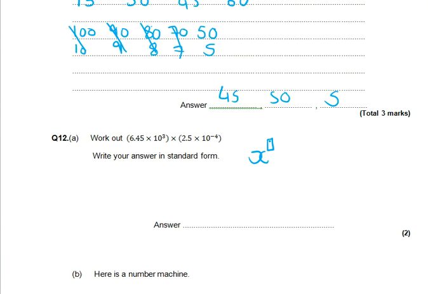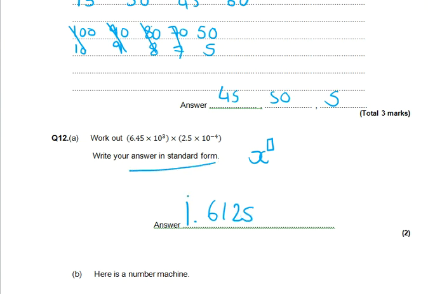Open bracket. 2.5 times 10 to the power of minus 4. So I press my power button first and then I put in the minus 4. Press equals, and it comes out as 1.6125. Now that'll get you 1 mark.